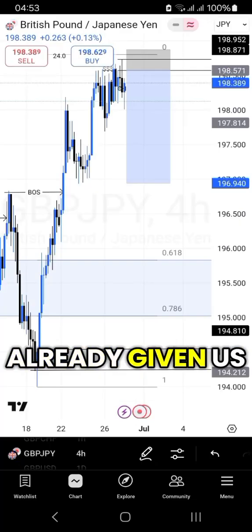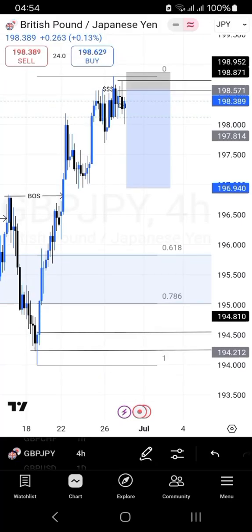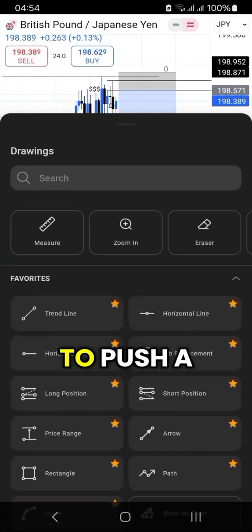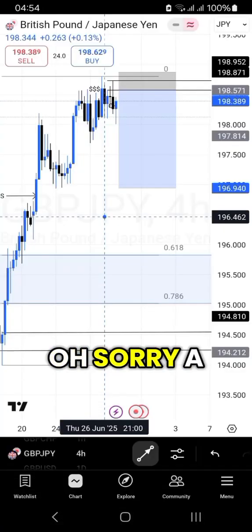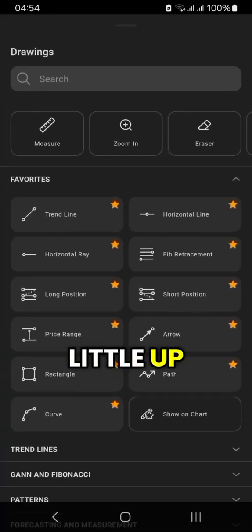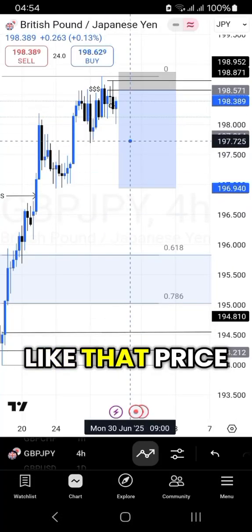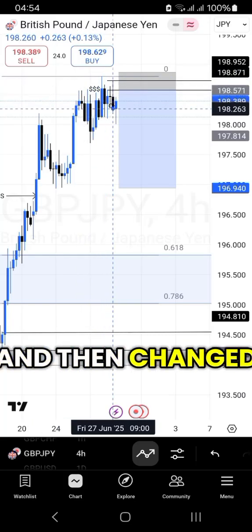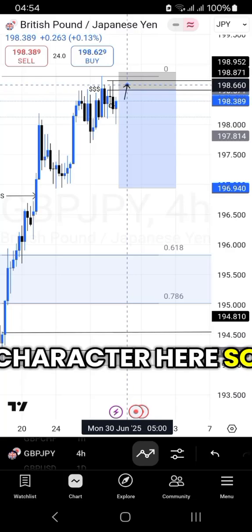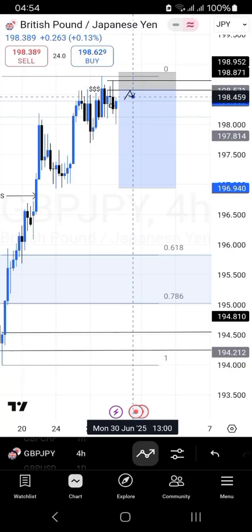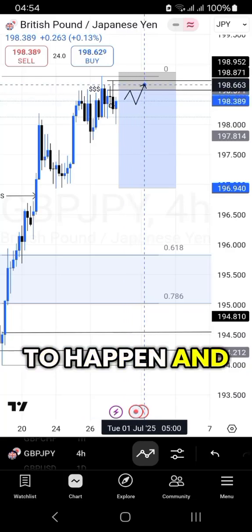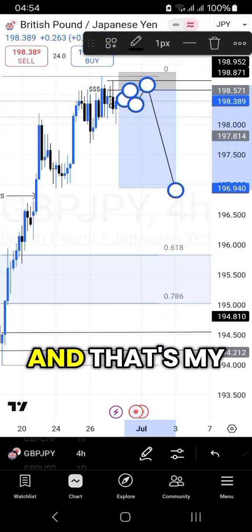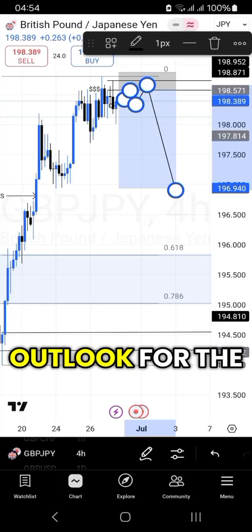Given that, what I also realized is that GJ has already given us a return. It has already swept, and the expectation is for price to push a little up, like that. Price has been rejecting here, and then it went and swept and then changed character here. So that happens, and then we start pushing downwards, and that's my outlook for the week.